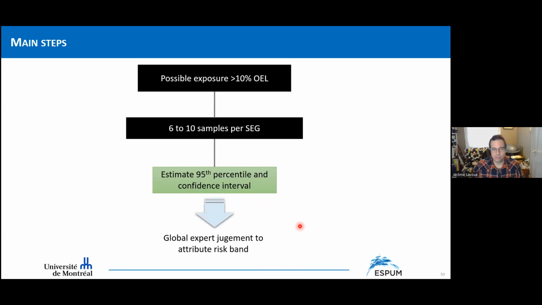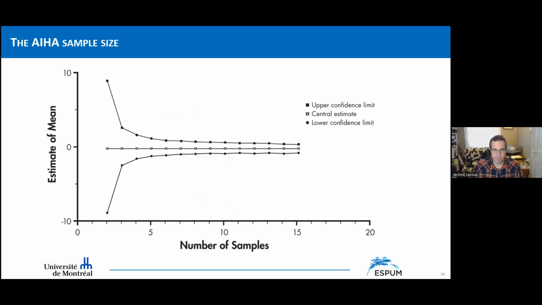And I wanted to, because it's shown in the AIHA monograph, explain where the 6 to 10 sample recommendation comes from. It's a kind of cost-benefit analysis, and it's not even based on the lognormal model, it's based on the normal distribution. So basically, the group that initially created this recommendation looked at the width of a confidence interval around the mean of a normal distribution as a function of the number of samples.